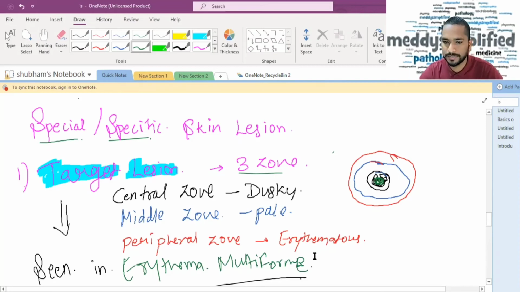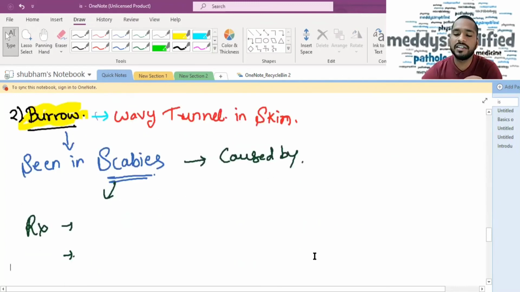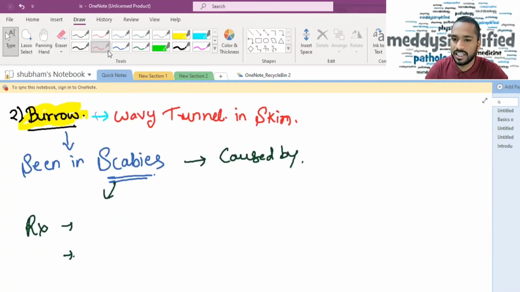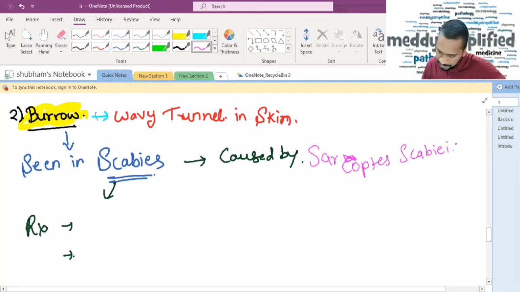All right. Now going further, we will talk about burrow. Burrow is a wavy tunnel in the skin, and it is usually seen in scabies. Scabies occurs due to Sarcoptes scabiei. If I'm not wrong, this is the spelling. Sarcoptes scabiei, which is a mite.